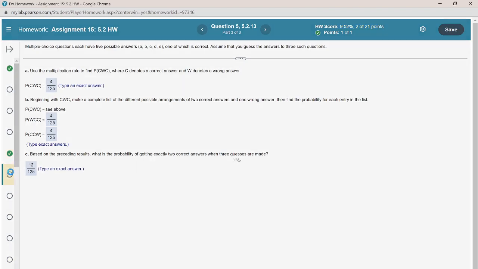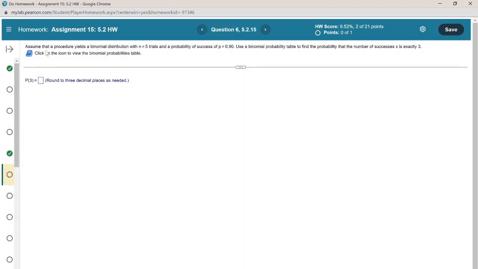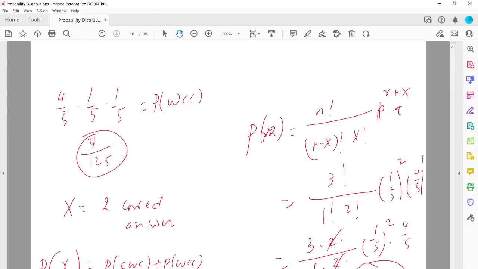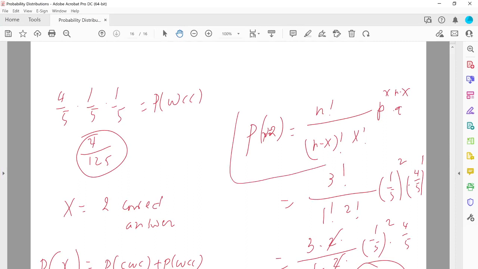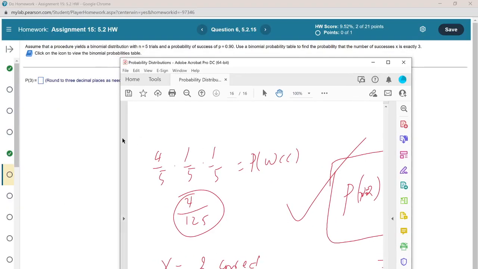Let's look at the next problem here. Assume that a procedure yields a binomial distribution, it's already given, with n equal to 5 trials and probability of success p equal to 0.9. Use a binomial probability table to find the probability that the number of successes x is exactly 3. Keep in mind, we can find the binomial probability distribution by using the formula, that's the manual way. And there is technology, there are different ways to find the very same information. One of the ways is using a table.